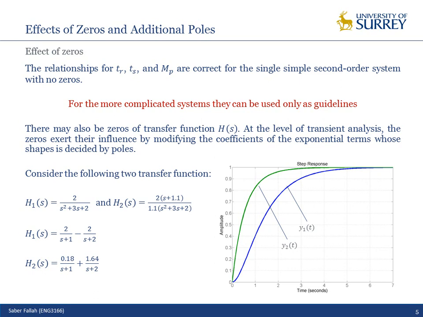Okay, so we saw, as an example, how the response will change if I add a zero to the system. Again, the relations I calculated so far are just for the second order system without any zero. But let's see how the location of this additional zero will affect the response of the system in the general case.